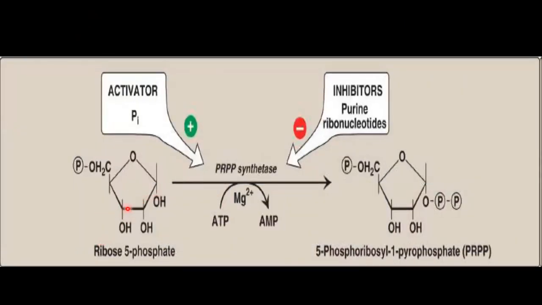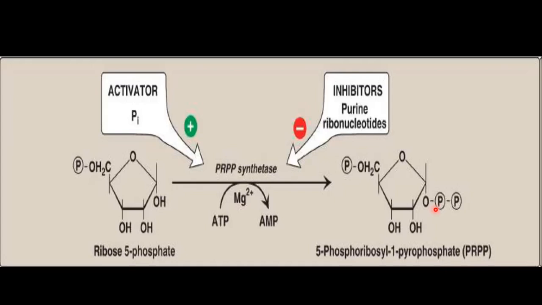Now let's start here. You can see this is ribose 5-phosphate. Then we have the phosphoribosyl pyrophosphate synthetase, also known as ribose 5-phosphate pyrophosphokinase. To it you add ATP, and what comes out is AMP. Then the pyrophosphate is attached here, at the alpha position. This is the alpha position.